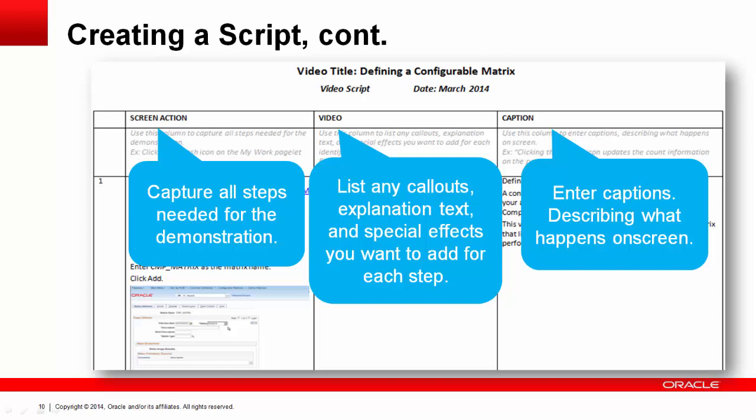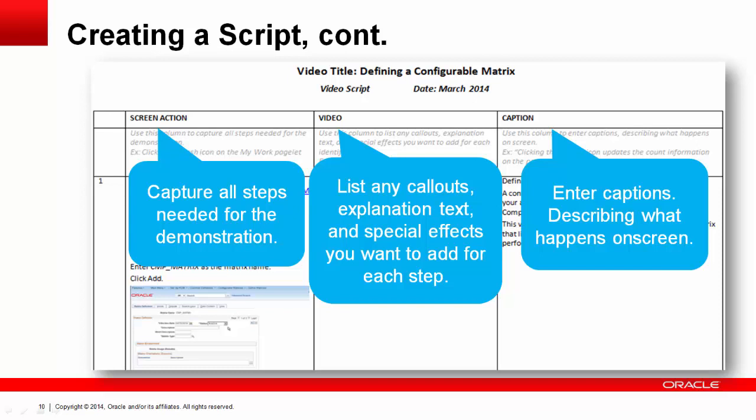And the first column is the screen action column. What you're going to do there is add, step by step, exactly what you're going to do to create your demonstration. So it'll include the URL that you're going to, the login information, what data you're going to enter to create your demonstration.